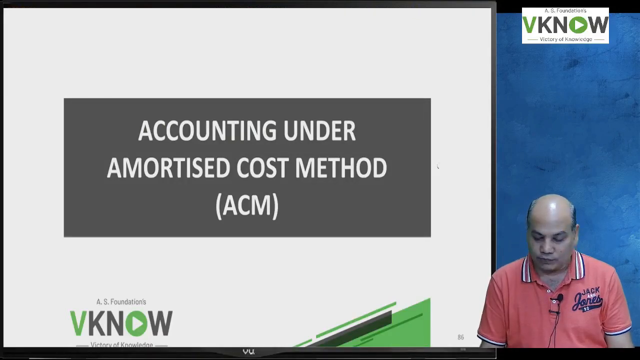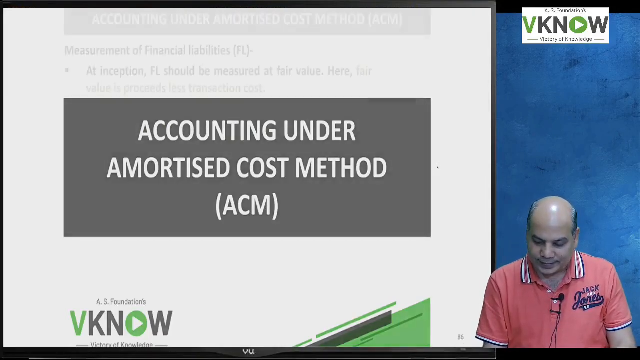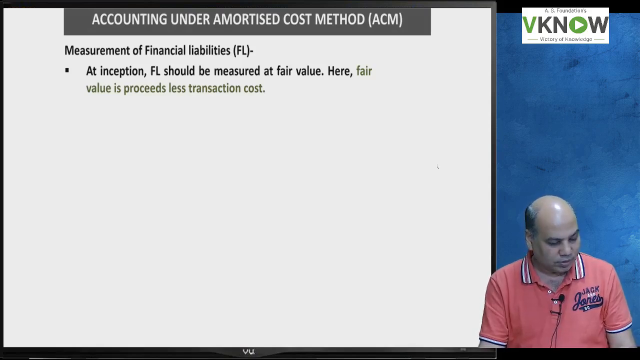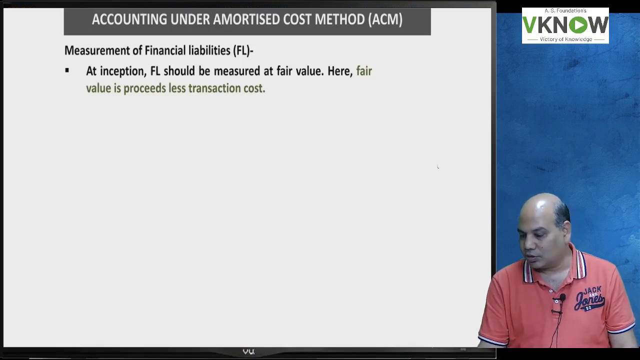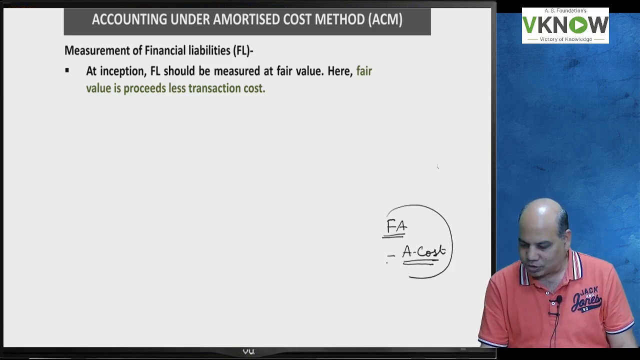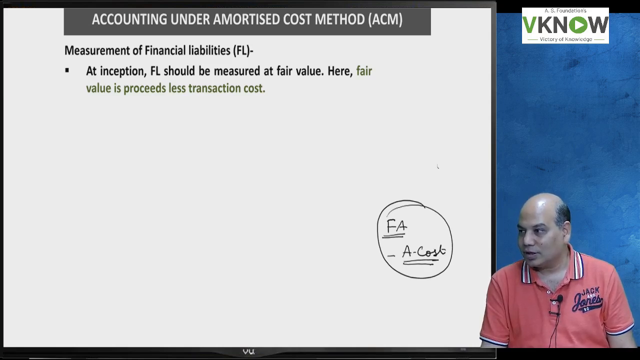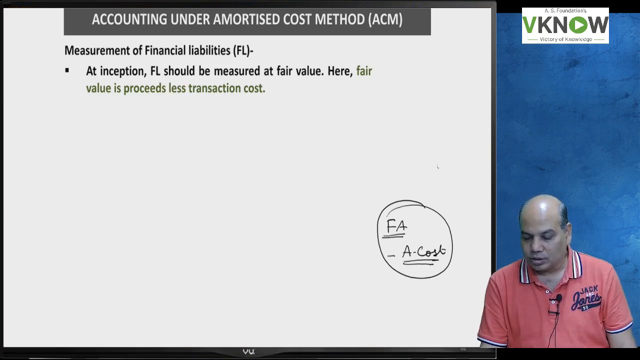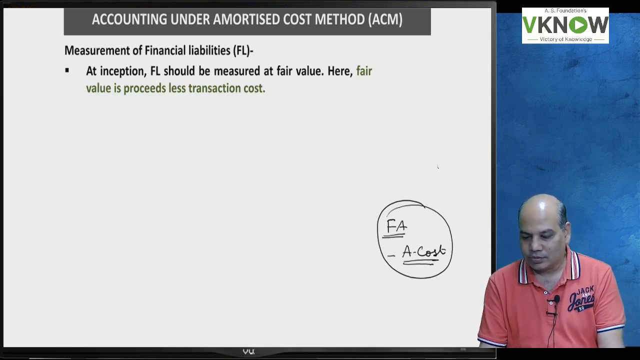So now we'll see the accounting of amortized cost method. Very important. In case of financial asset also, there is a category called amortized cost. Whatever we are going to learn today, in case of liability, you just have to reverse it here as a financial asset. For all financial instruments, the general rule is that they will be measured at fair value.